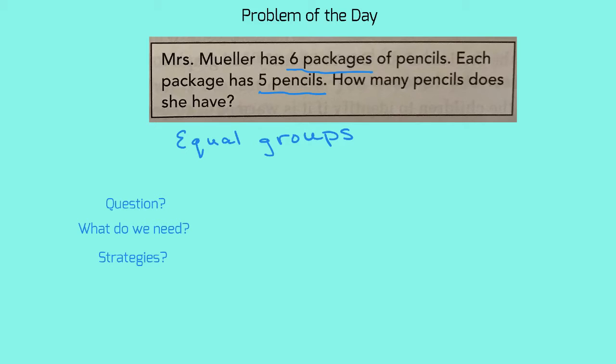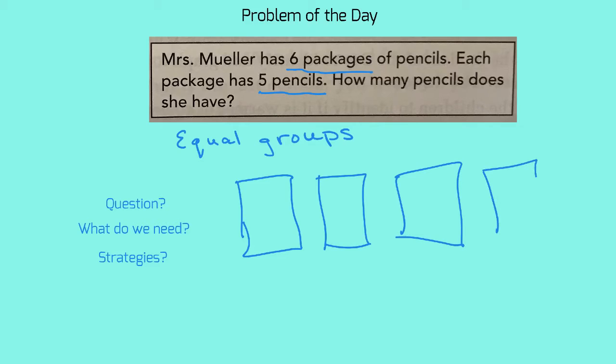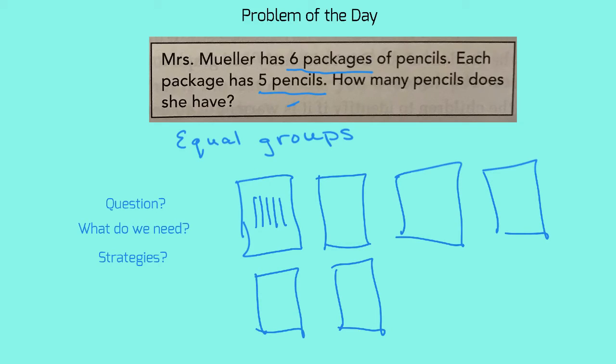So we need 6 packages of pencils. So let's draw 1, 2, 3, 4, 5, 6 packages of pencils. We know that each package has 5 pencils, so let's draw 5 pencils. 1, 2, 3, 4, 5. 1, 2, 3, 4, 5. Okay, so each package has 5 pencils now.